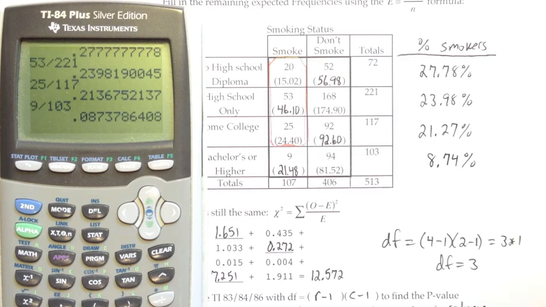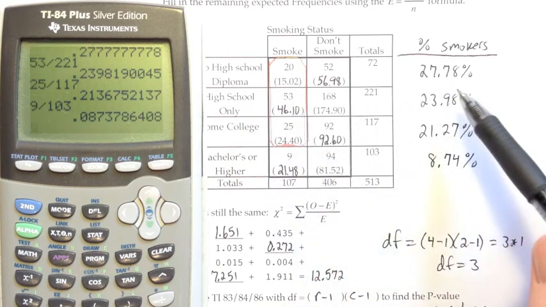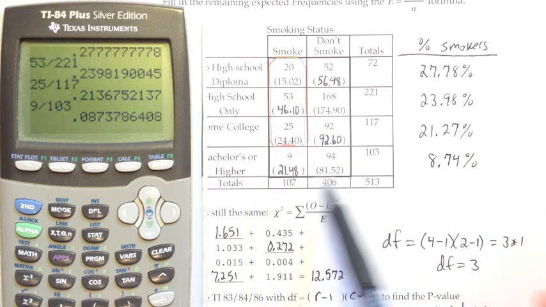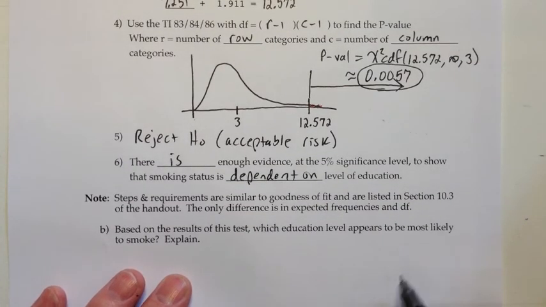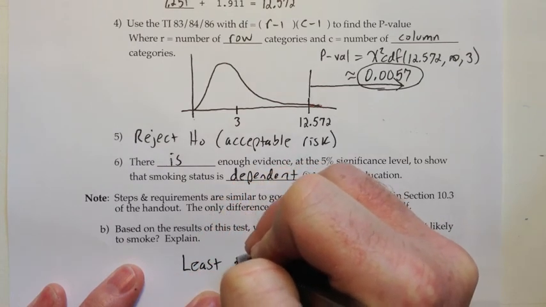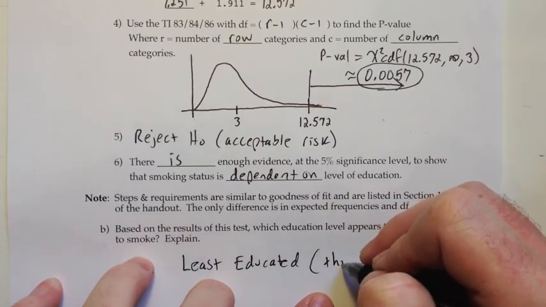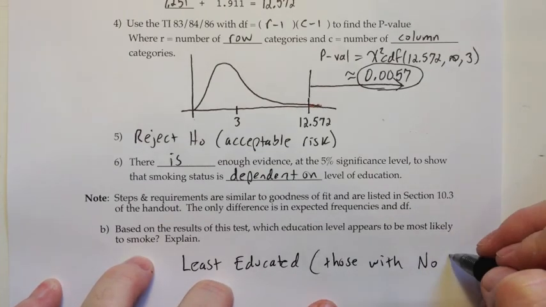So in terms of the answer to that question, which of those education groups seems to be the most likely to smoke? That seems to be those who have no high school diploma at 27%. And they didn't ask, but which group is least likely to smoke? Those with a bachelor's degree or higher. So based on the results of this test, which education level appears to be most likely to smoke? It seems to be the least educated, or those with no high school diploma.